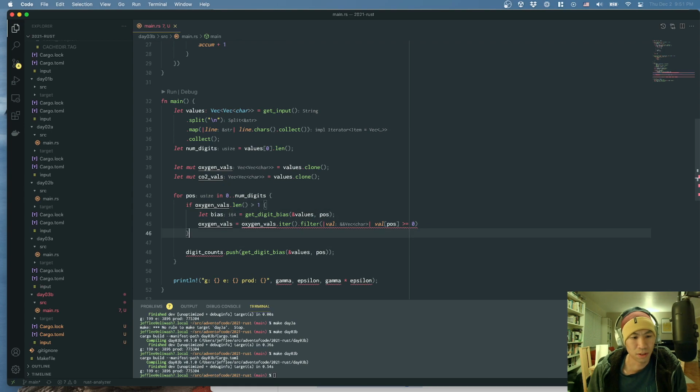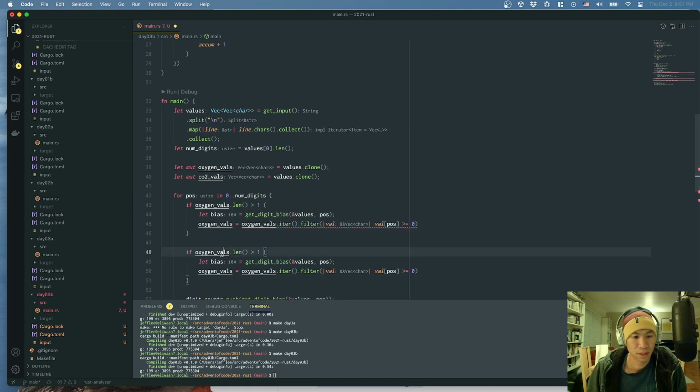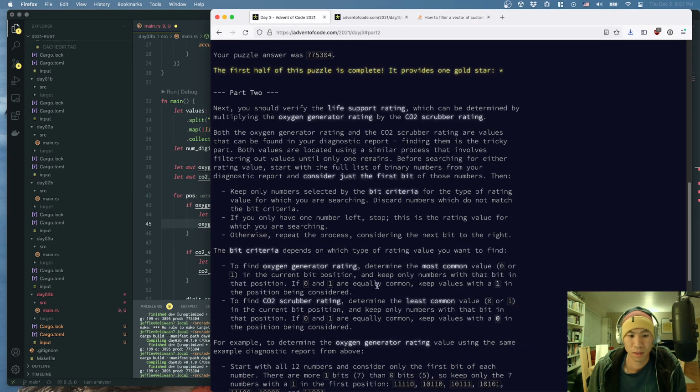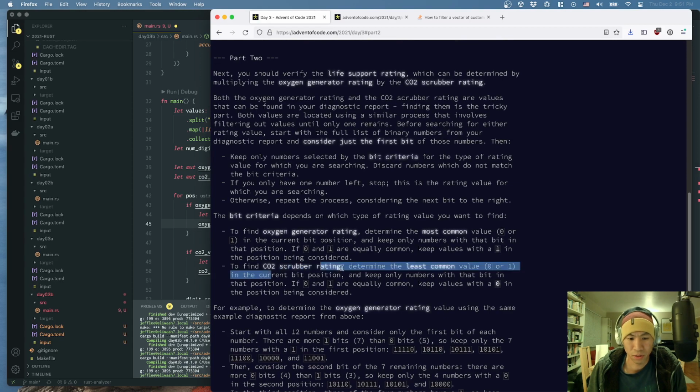And then we're going to do the CO2 values here. Now, I think the predicate is going to be the exact opposite, though. And let's verify. The bit criteria for the CO2 scrubber rating: least common value, 0 or 1. And keep only numbers with that bit in that position.